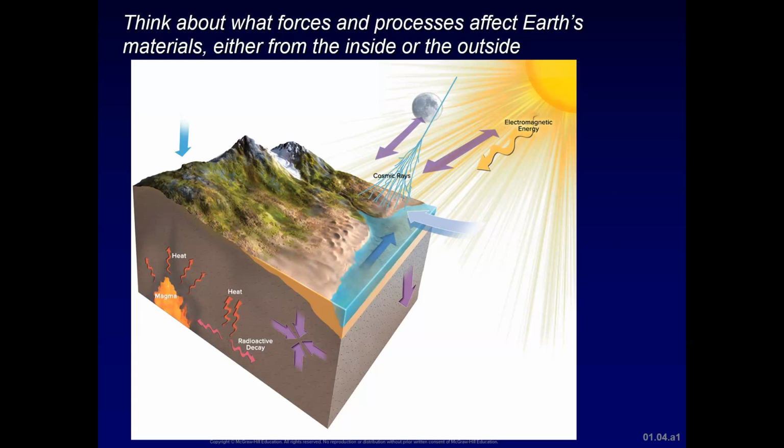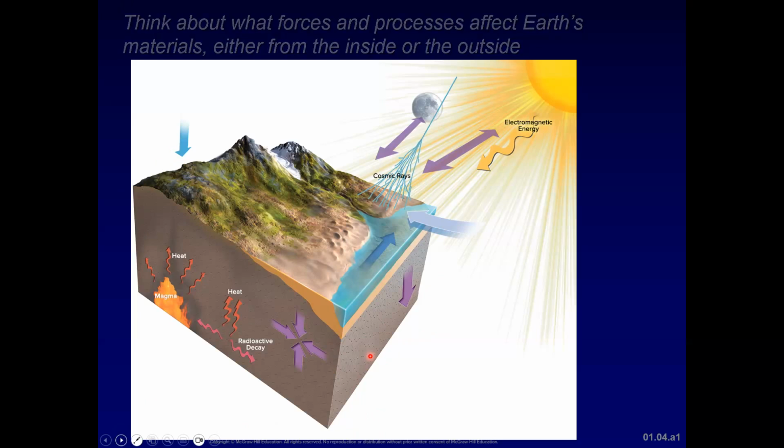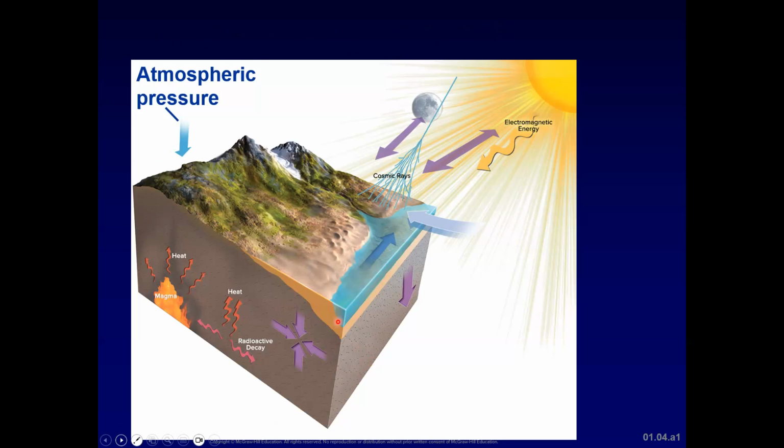We'll jump to another concept here. Let's think about what forces and processes affect Earth's materials, either from the inside or the outside. So this is a block diagram again. We're looking at a cross section of the Earth, and then we're looking at the surface of the Earth. Atmospheric pressure is actually greater at sea level, like right here. The sun and the moon both exert a gravitational pull on the Earth, but the moon exerts more because it's closer to Earth.